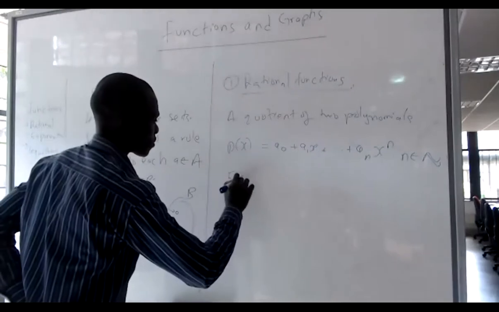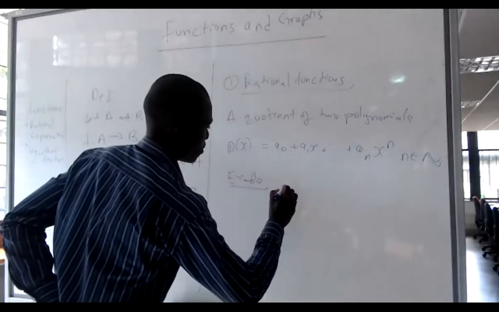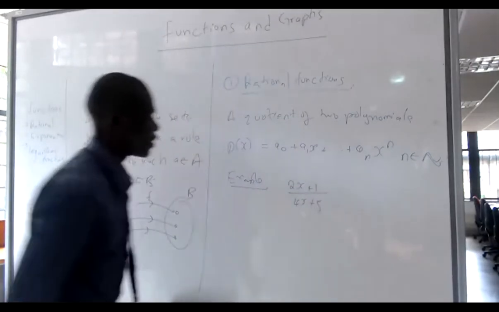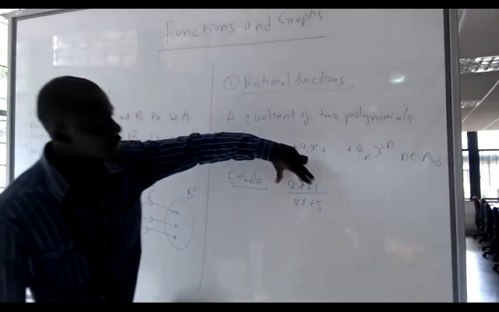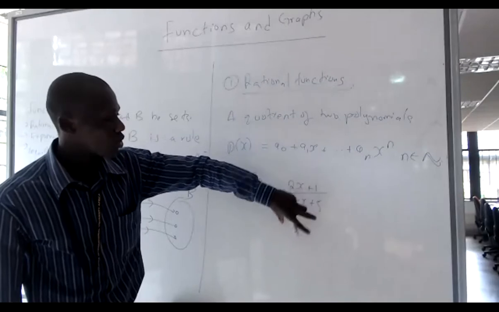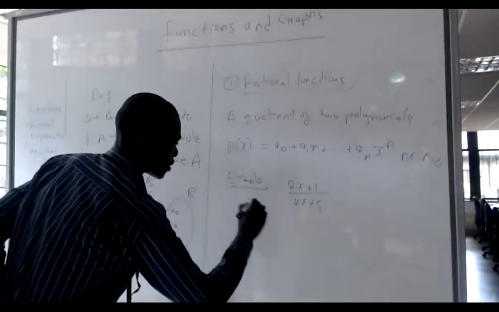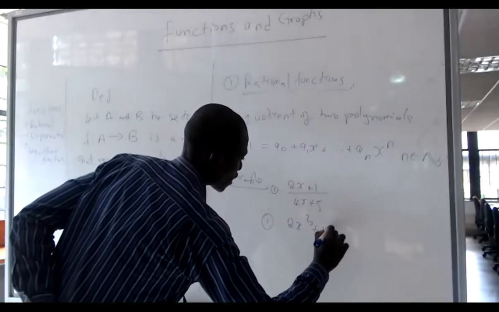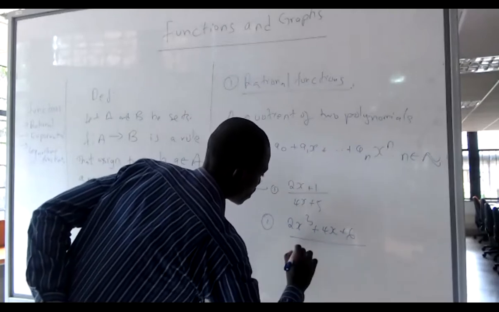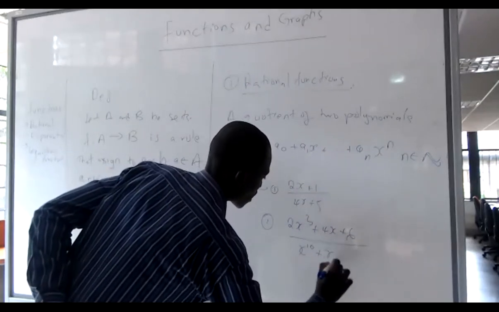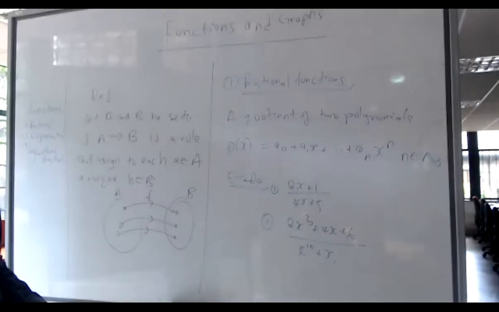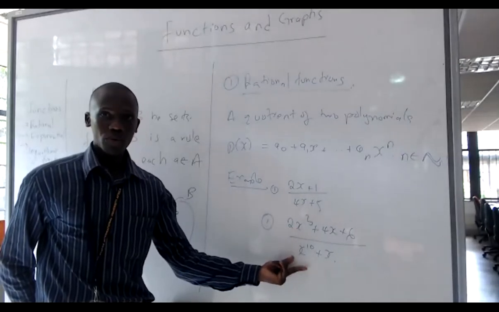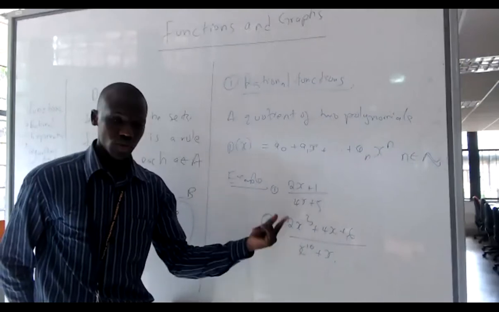For example, let's say you have 2x plus 1 divided by 4x plus 5. This is a rational function. The numerator is a polynomial, the denominator is also a polynomial. Another example, you can take maybe 2x cubed plus 4x plus 6 divided by x to the power 10 plus x. That is also another rational function. You can see the numerator is a polynomial. The denominator is also a polynomial. They're both polynomials in x. So this is a rational function.